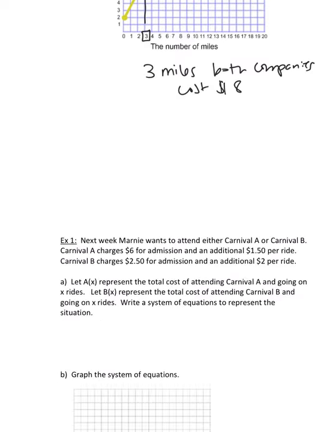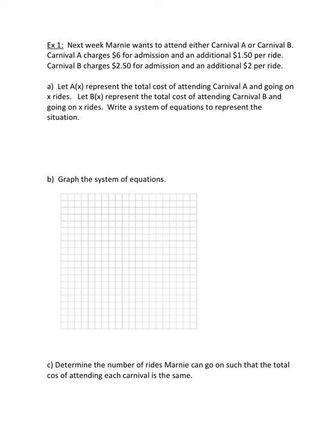All right, so let's look at another example. Next week Marnie wants to attend either Carnival A or Carnival B. Carnival A charges $6 for admission and an additional $1.50 per ride. Carnival B charges $2.50 for admission and an additional $2 per ride. Let A of X represent the total cost of attending Carnival A and going on X rides. Let B of X represent the total cost of attending Carnival B and going on X rides. Write a system of equations to represent the situation.